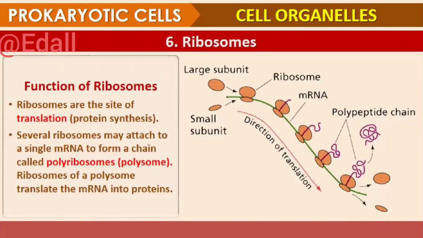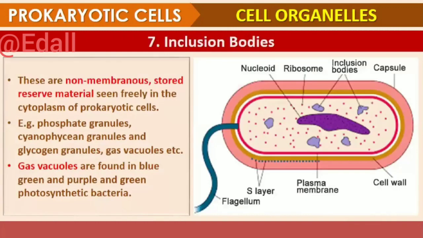Several ribosomes may attach to a single mRNA and form a chain called polyribosomes or polysome. The ribosomes of a polysome translate the mRNA into proteins. Inclusion bodies, reserve material in prokaryotic cells, are stored in the cytoplasm in the form of inclusion bodies. These are not bound by any membrane system and lie free in the cytoplasm, for example, phosphate granules, cyanophycean granules and glycogen granules. Gas vacuoles are found in blue-green and purple and green photosynthetic bacteria.